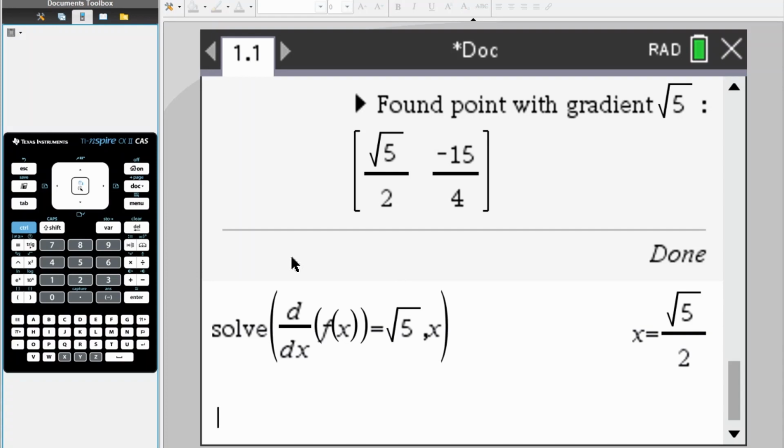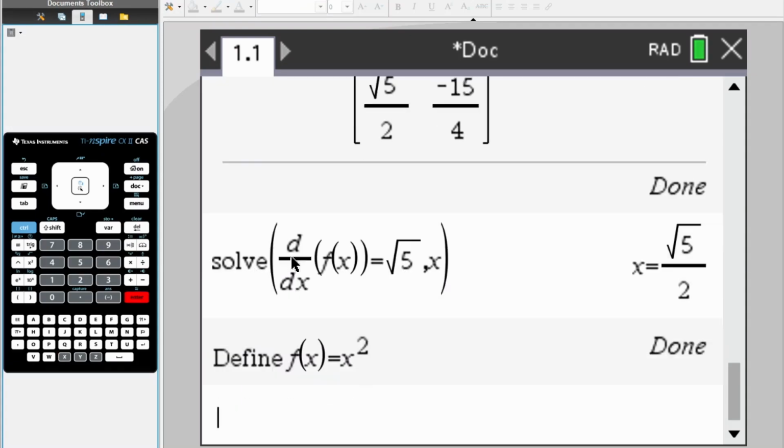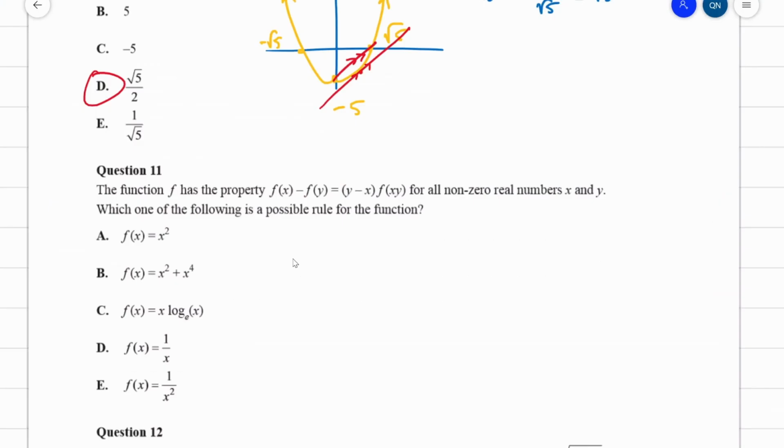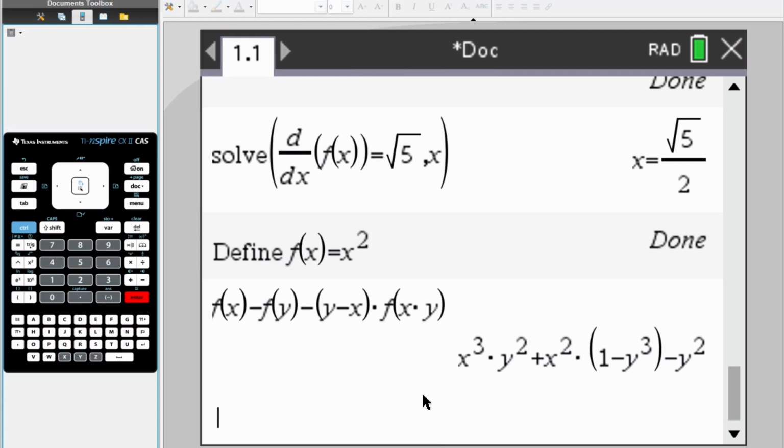So to do that, first of all, let's define a function. Let's just take the first one to be x squared. f of x equals x squared. And what I'll do is I'll type in f of x and then minus f of y. And I'll move everything on the right-hand side over. So we're going to have minus y minus x. And then f of x times y. Make sure it's a multiplication between x and y, otherwise the CAS will treat xy as one big variable. Evaluate it. You don't get 0, so it's not going to be f of x equals x squared.